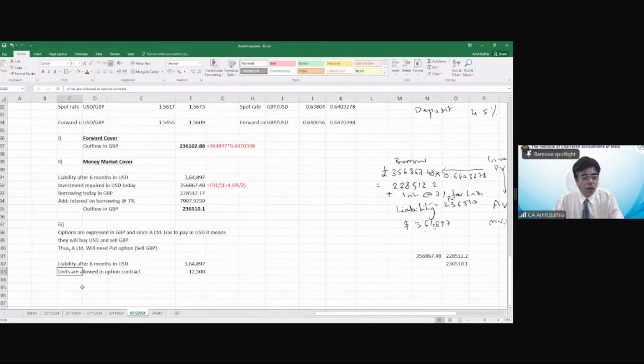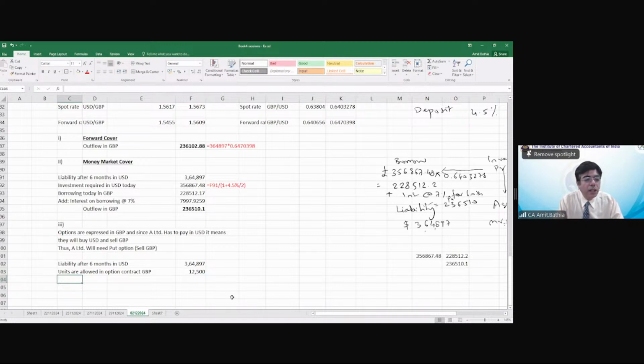Yes, units are allowed in the contract in GBP. Now remember here, my target currency is USD. The option contract is mentioning GBP. So obviously I cannot do 364 divided by 12,500 to determine how many contracts I will require. I need to convert this value into USD, right?